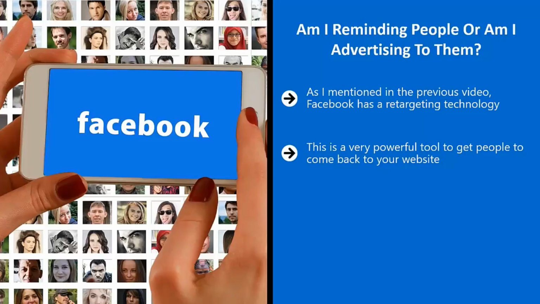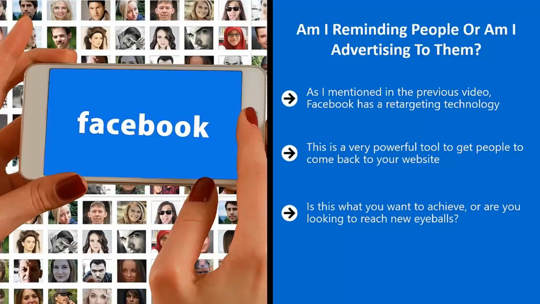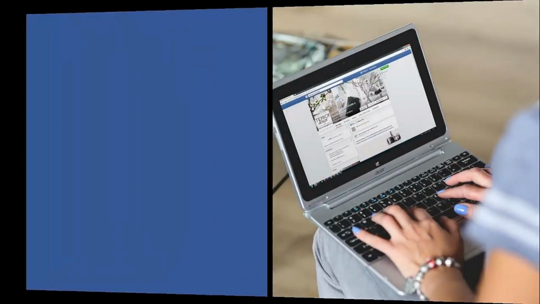Obviously, these people have already been exposed to your brand. Is this what you want to achieve, or are you looking to reach new eyeballs? These are people who have never been to your website and you're just trying to introduce yourself. These are two totally different objectives. Make sure you're clear as to which one you're going to pursue.